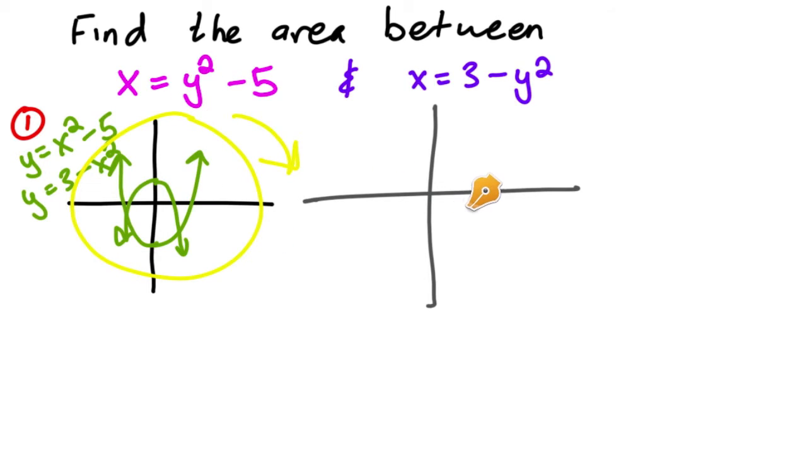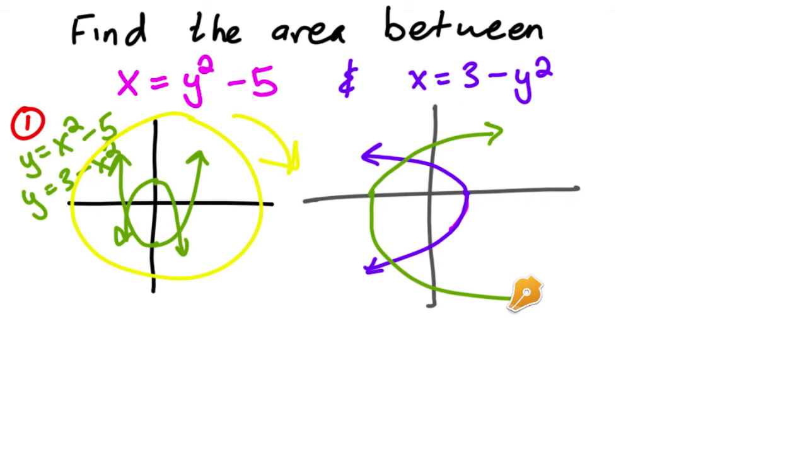And so you have this function right here. Sorry, that one's supposed to be blue. This one is 3 minus y squared. And then you have y squared minus 5. And that's it. So that's an easy way to graph that one. So then the area you're looking for is right here.